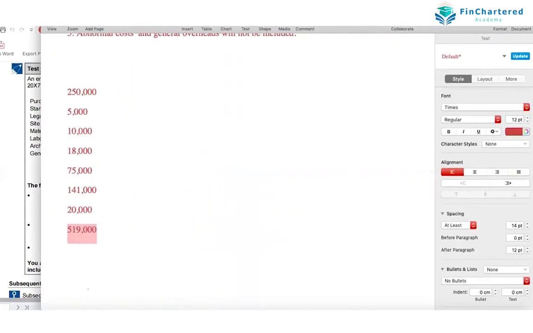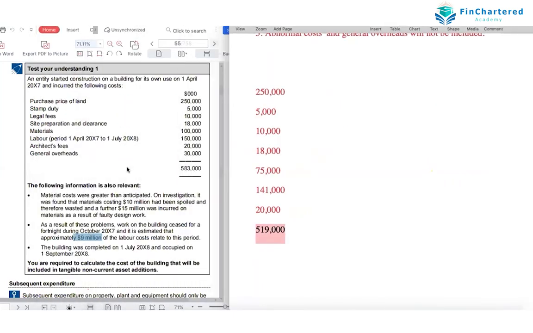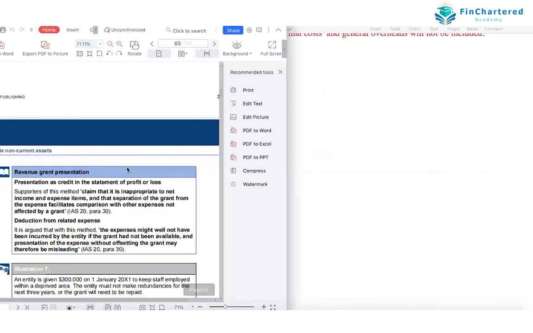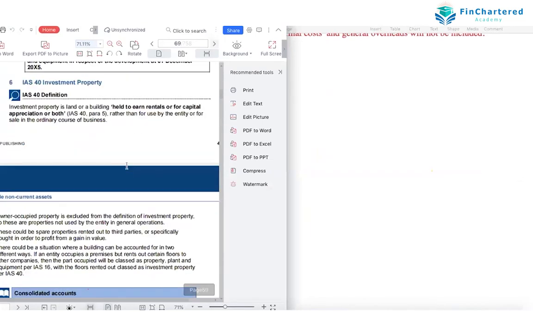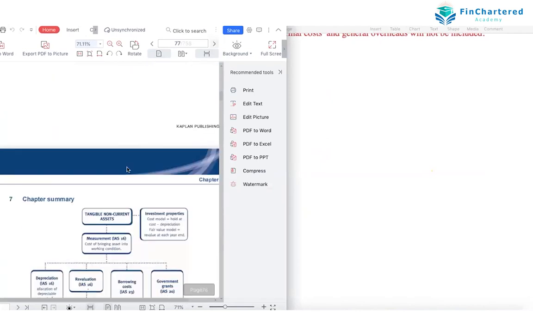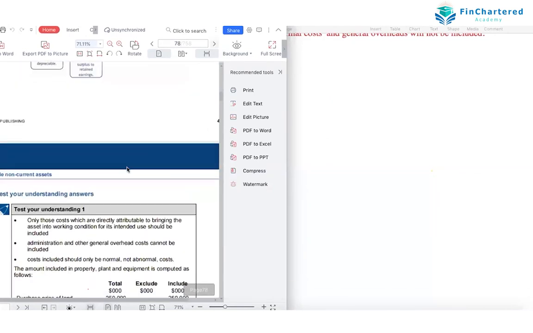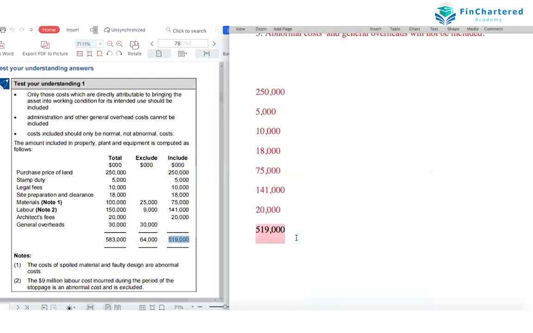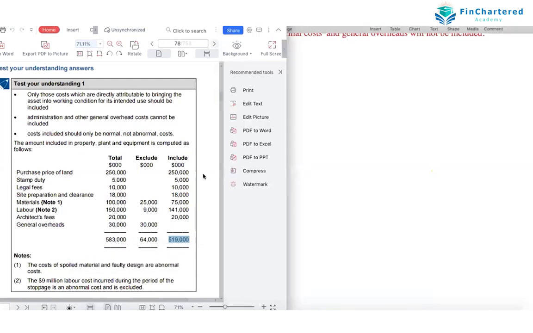And let's check if we have mastered it. Test your understanding 1. I haven't seen the answer so far, so I don't know. But let's look at test your understanding 1. 519,000 is what we will include, and that is the answer that we got. That's it, guys. With that, you know now.